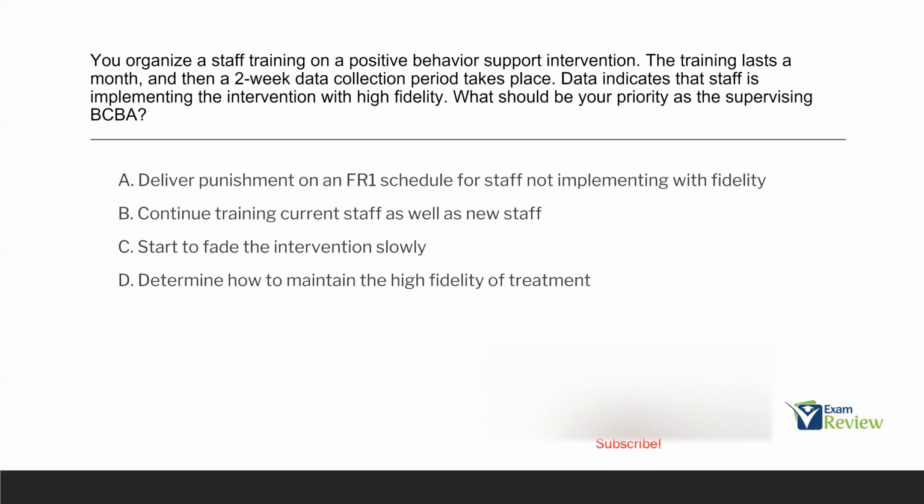We're focused on the fidelity of this intervention. You've already done the training with the current staff. They're already intervening. They're doing it the right way. We need to figure out a way to keep that going. C, start to fade the intervention slowly. If the intervention is effective, we're not sure if it is or not, but there's no indication we need to fade it. And then D, determine how to maintain the high fidelity of treatment.